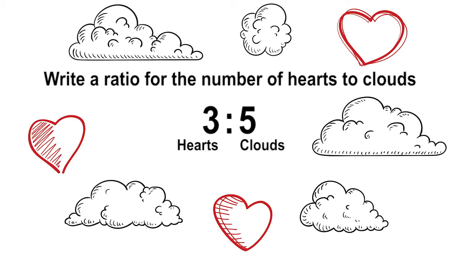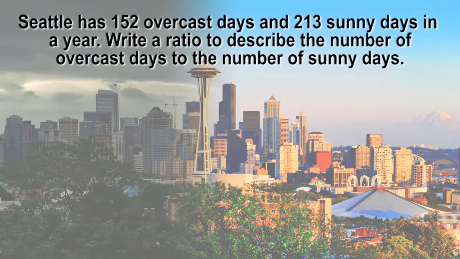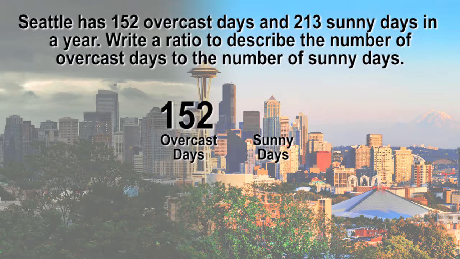We can also write ratios when given a verbal scenario. Seattle has 152 overcast days and 213 sunny days in a year. Write a ratio to describe the number of overcast days to the number of sunny days. We must write the 152 first in the ratio, followed by 213.